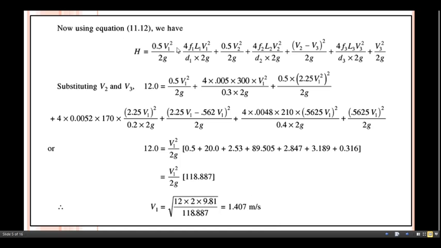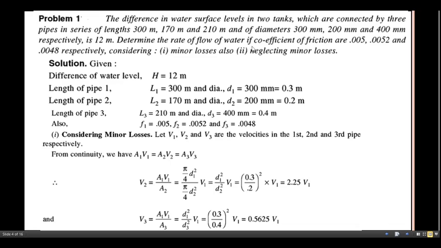Now we know this is the equation we have to get that difference in height h. This is the formula with us. Three pipes are connected with each other with variation in the diameter. Here the diameters are 0.3, then 0.2, then the next one 0.4. So here a reduction in the diameter takes place, and here an expansion in the diameter takes place.